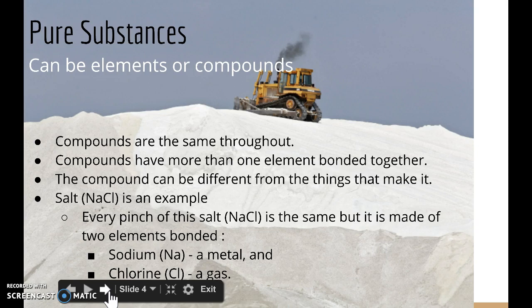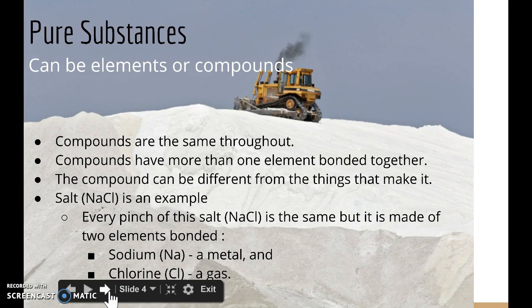Salt is made of a metal, sodium, and a poisonous gas, chlorine. If you take this metal and this poisonous gas and you bond them together, you get salt that you can eat. But you couldn't eat either one of the parts that it's made of because they're both poisonous.